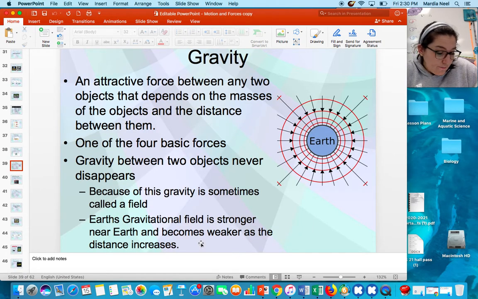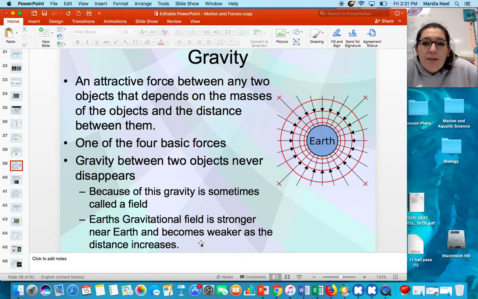Last but not least, we have gravity. So gravity is a force between any two objects. Gravity doesn't just exist on Earth. Gravity exists on every planet in the solar system. And it depends on the masses of the objects and the distances between them. And it's one of the 4 basic forces, and gravity never disappears. So even though we see videos of astronauts floating around in space, they're still experiencing the effects of gravity. The gravity just isn't as strong as the gravity would be on Earth.